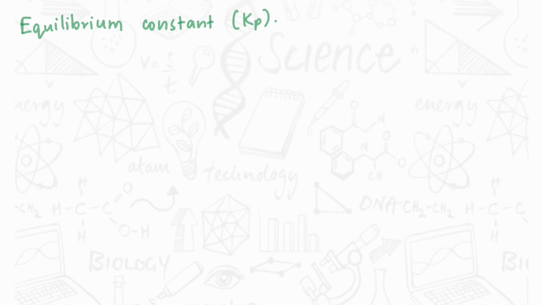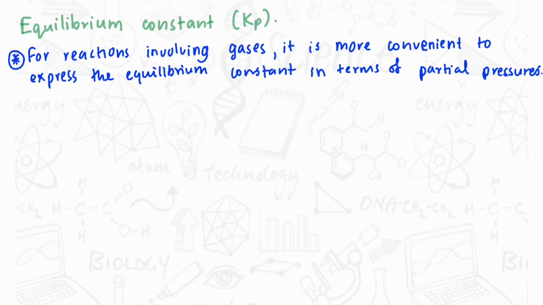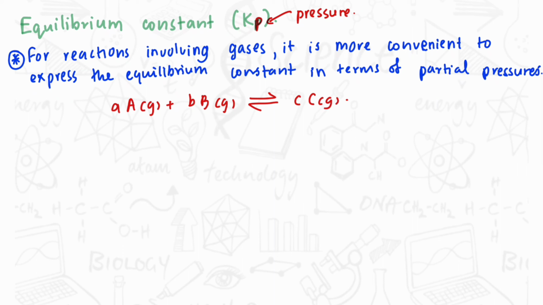Now let's talk about the equilibrium constant Kp. For reactions involving gases, it is more convenient to express the equilibrium constant in terms of partial pressure. So P in this case represents pressure. Let's take the equation aA (gas) plus bB (gas) giving cC (gas) plus dD (gas).